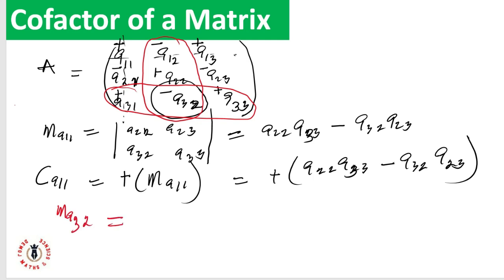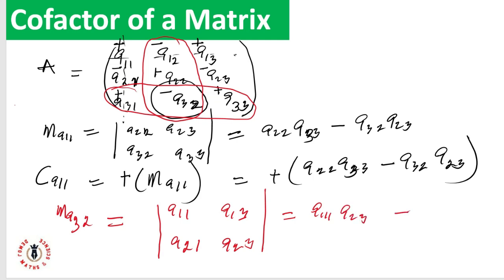M32 will be the same thing as the elements outside that minor: A11, A21, A13, A23. So the determinant of this element is equal to A11 A23 minus A13 A21.